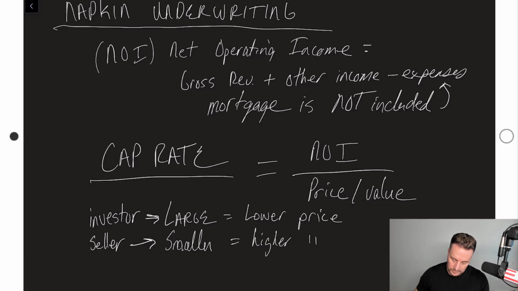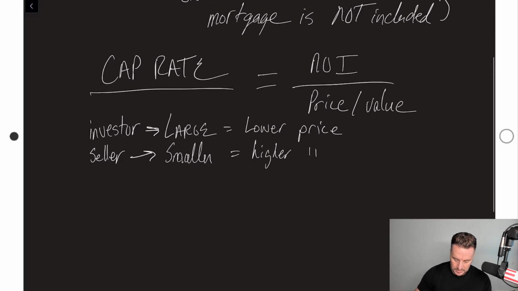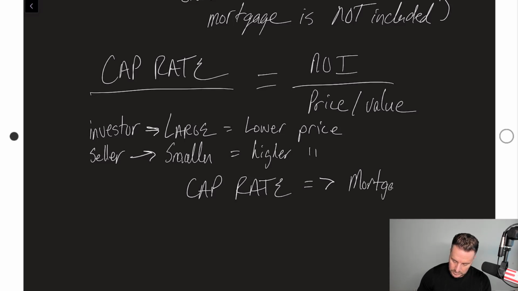One more point I'll make on this before we jump into the actual napkin underwriting formula is that you want to have a cap rate that is equal or greater than your mortgage or your debt. I should start calling it debt. I'm used to calling it mortgage because it's more of the single family industry, so your debt rate. Or let's say interest rate.